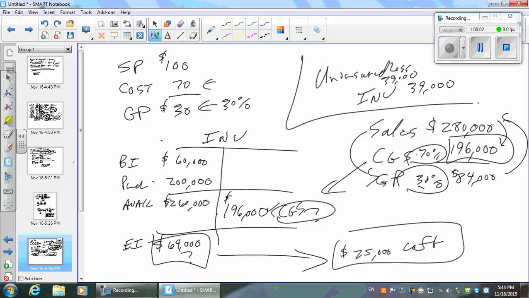Actually, if you're using periodic, you go to income summary, but close it out through cost of goods sold. Okay, got it? This is easy, isn't it? So you can figure these out, no problem.